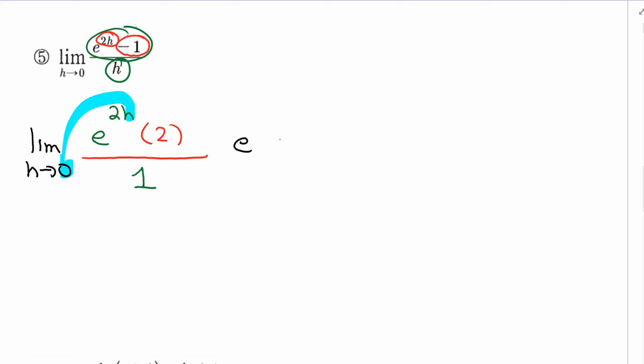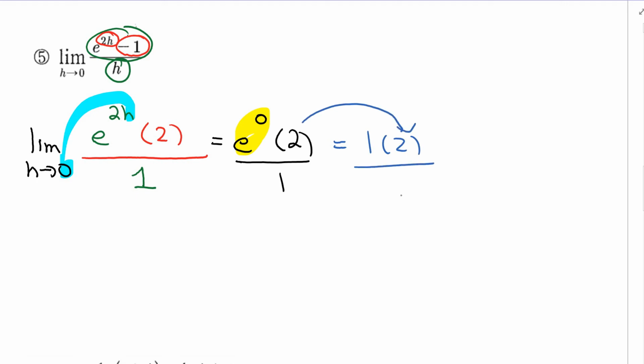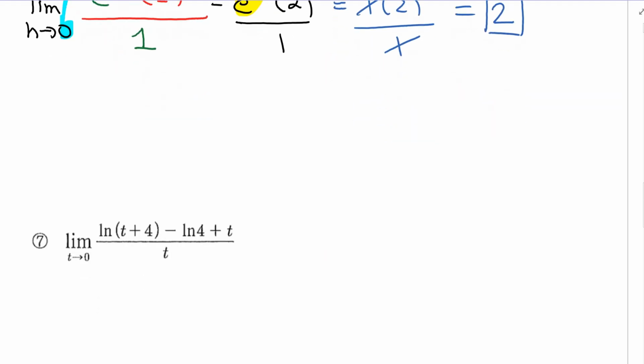So that would be e to the power of 0 times 2 all over 1. E to the power of 0 there is just 1 times 2 divided by 1, and the 1's will cancel, and your final answer here should simply just be 2 then. So 2 is your final answer for that particular problem. Okay, let's keep on going along here.